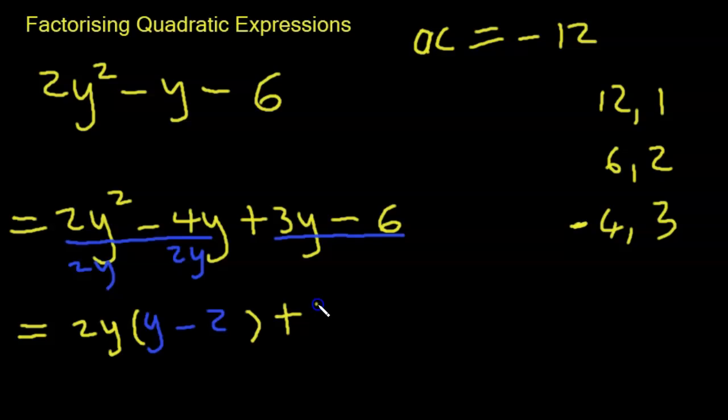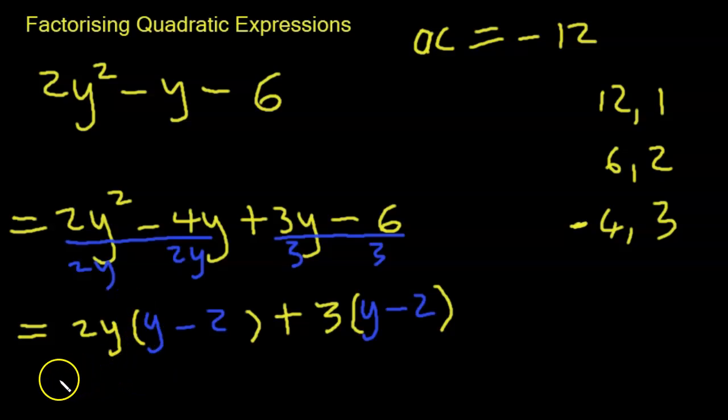Outside 3y minus 6, what's our highest common factor there? 3, because y is not common. And we need to determine what goes inside the bracket. So we divide each of these terms by whatever we have outside of the bracket, which is 3. So 3 into 3, that's 1, so 1y. And -6 divided by 3, that's -2.